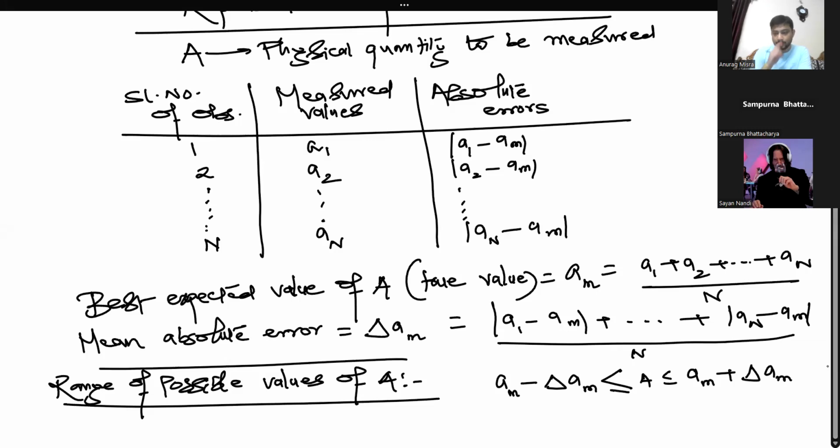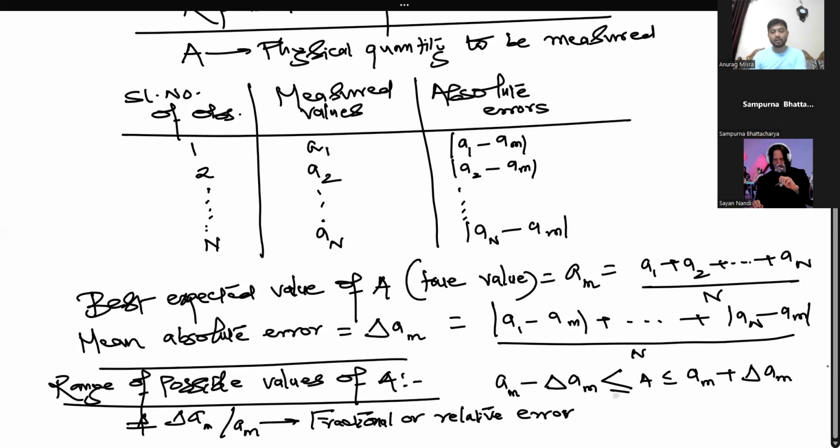अब अगर तुमने मीन एब्सोल्यूट एरर को ट्रू वैल्यू से डिवाइड कर दिया या मीन वैल्यू ऑफ द रिजल्ट से डिवाइड कर दिया, then the ratio of that, the mean absolute error divided by mean value, this is known as fractional or relative error. Okay. Remember, fractional or relative error is a better measure of accuracy of your measurement.